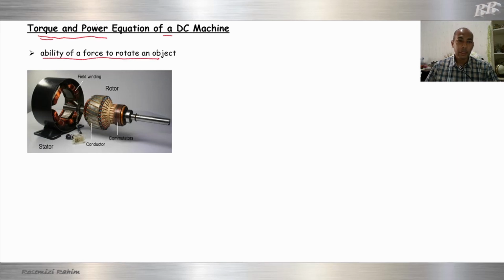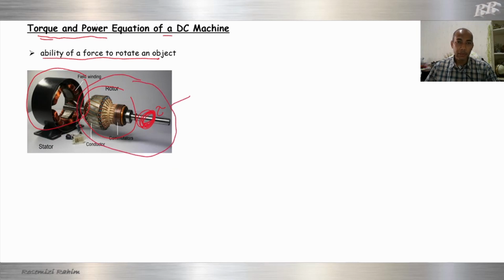We have a stator and we have a rotor. The rotor is the rotating part, so torque is focused on the rotor. Torque is the ability of a force to make this rotor rotate. So we study how much force the rotor, the rotating part, can produce or generate as torque.